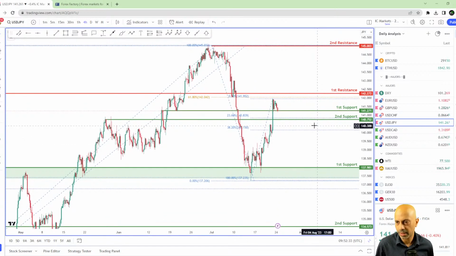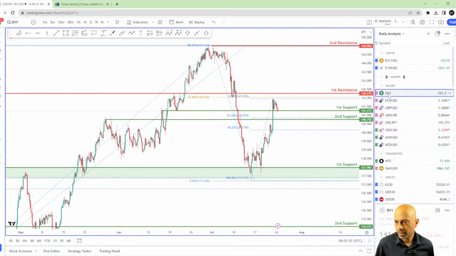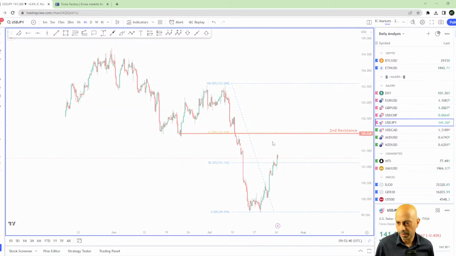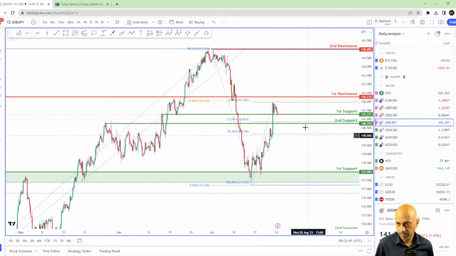Okay, so this is dollar yen, and naturally as the dollar index is falling, we can expect dollar yen to fall as well. So if that were to happen, and if we were to break the first support, the next support for the dollar yen would be at 140.75.